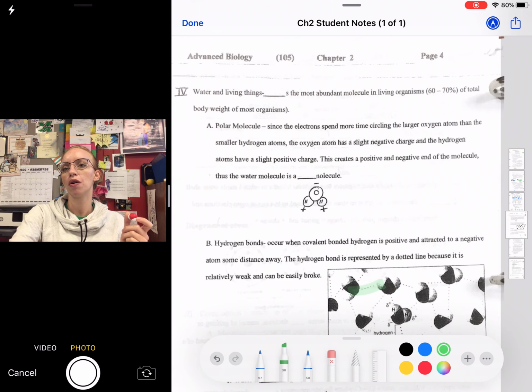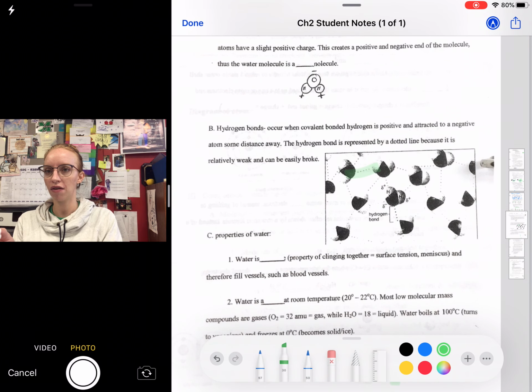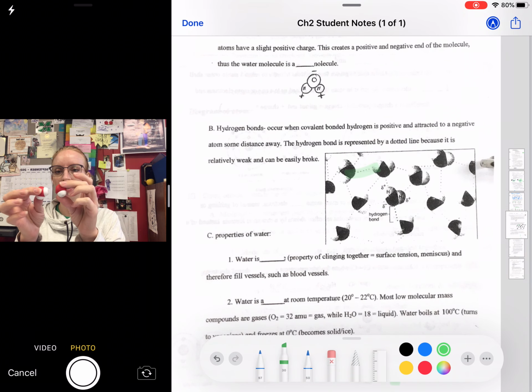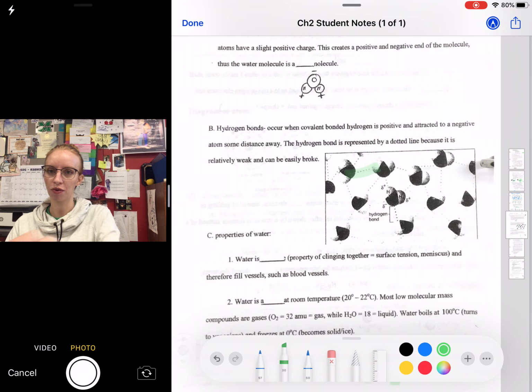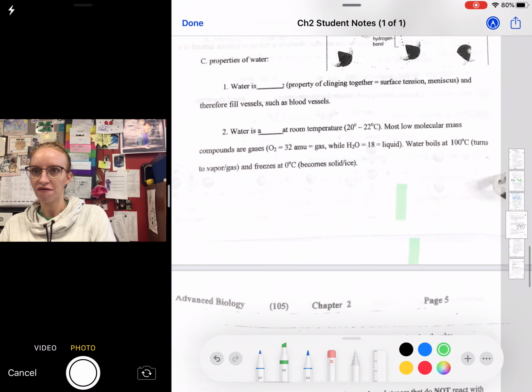Hydrogen bonds occur when covalent hydrogen is positive and is attracted to the negative oxygen of an atom some distance away. So it's not a true bond. We're not sharing or exchanging electrons, but we are acting like magnets. And it's a dotted line because it's weak. It can be pretty easily broken if you just rub it in your hand. It breaks just like water will evaporate if you rub it between your hands. But it does tend to give it some special properties which allow it to be key in life.